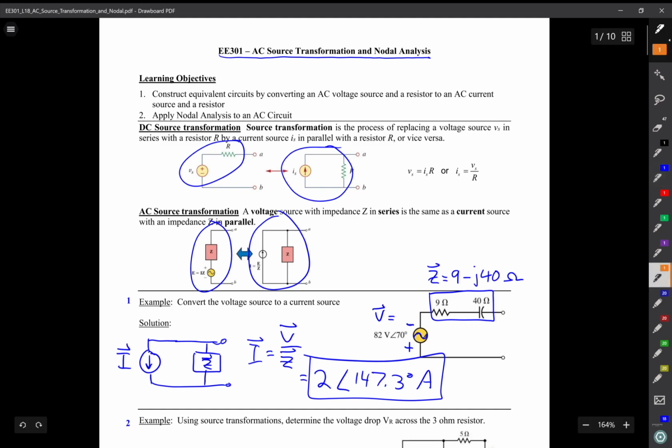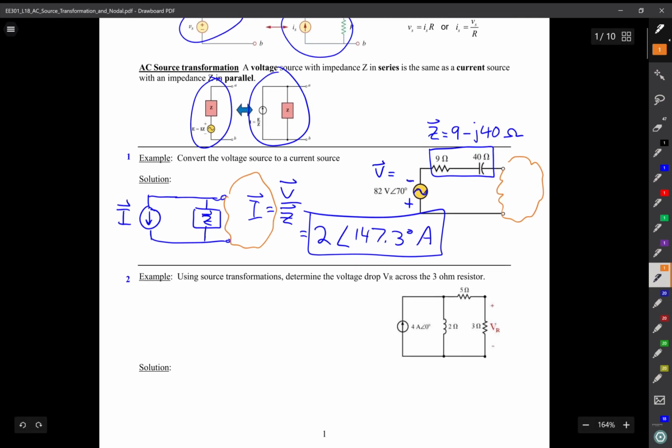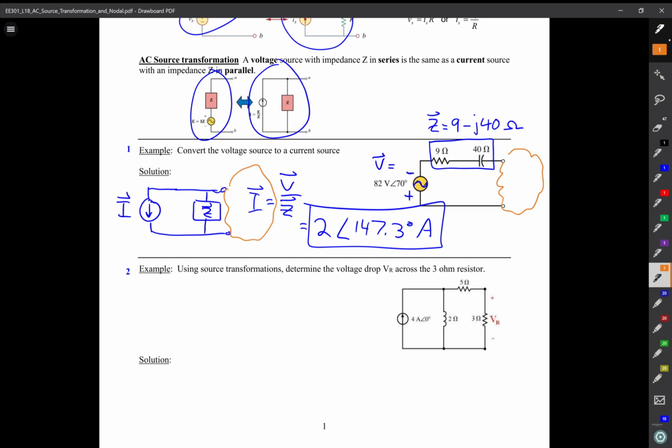Now notice here that it wasn't connected to some kind of circuit, so I just leave that blank. But let's do a problem where I actually have a part of that circuit where I'm going to leave the rest the same. So here's my circuit. I'll call this my circuit. That's the rest of it. But I see here between nodes A and B that I have a current source with an impedance in parallel.